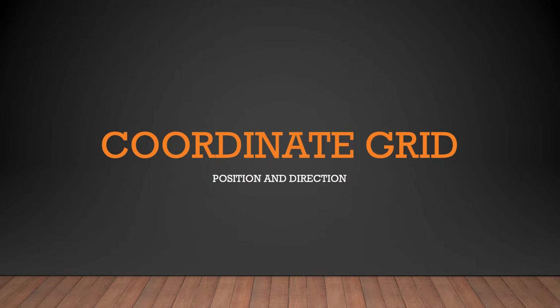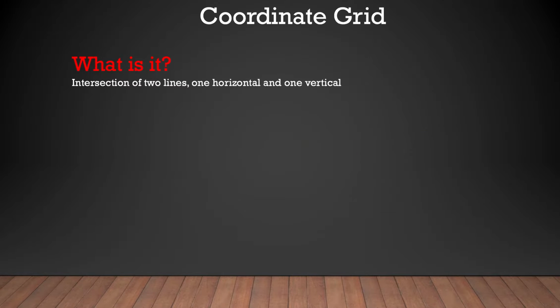Coordinate grid, position and direction. What is it? The intersection of two lines, one horizontal and one vertical. Why? It helps in finding artifacts if you're an archaeologist.